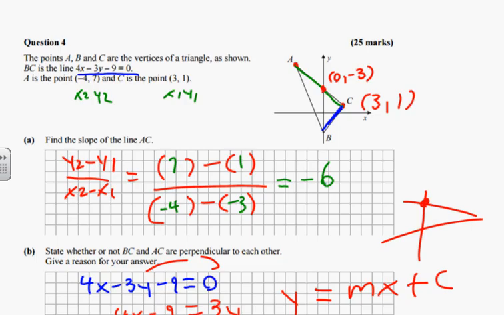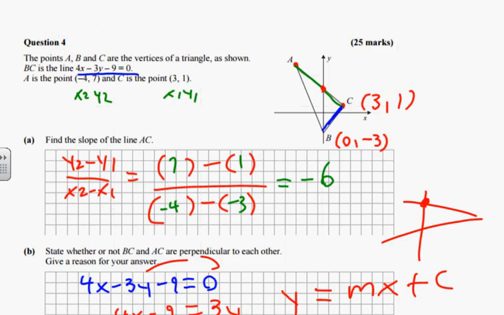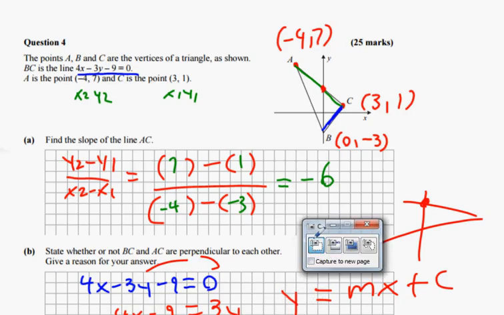Oh, sorry, 0 minus 3 is the other one. 0 minus 3. It's that one there. And I'm looking for the triangle ABC. Do I know what A is? Minus 4, 7. Okay. That's the picture I have here, and this is a very important formula for you guys to use.